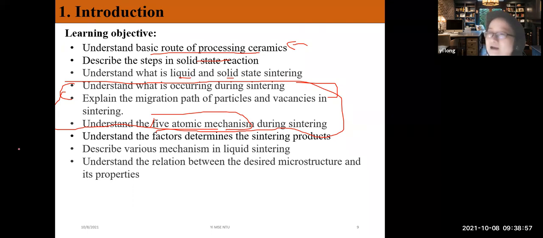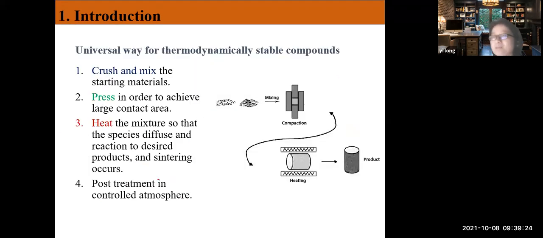Then we will understand the factors that determine the sintering products and describe various mechanisms in the liquid. We have so many things about solid, so why does liquid stand out in terms of certain things? And also the last one is always structure and properties. This interrelationship you can never escape as a material scientist.